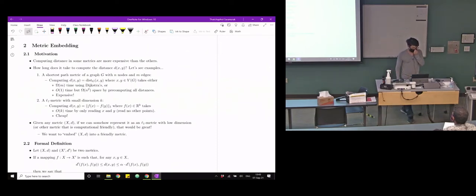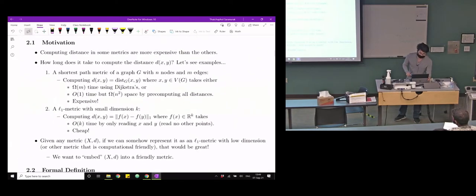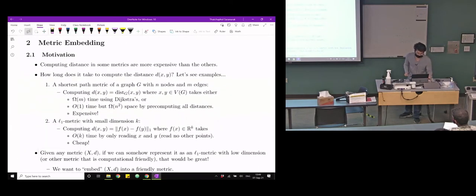Now, I want to talk about another concept called metric embedding. But before that, let's try to get some motivation. That is, different metrics differ in quality. If you want to compute distance in some metric, sometimes it's more expensive than computing distance between two points in another metric. Let's just see an example.